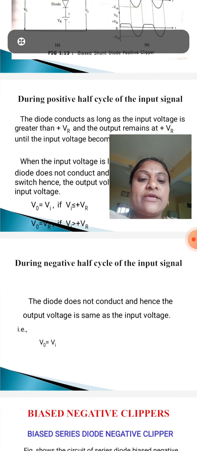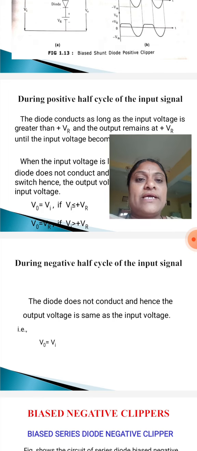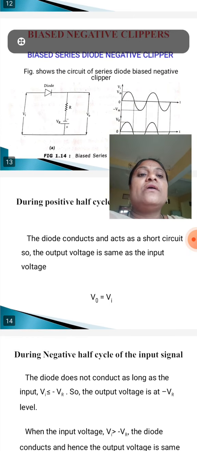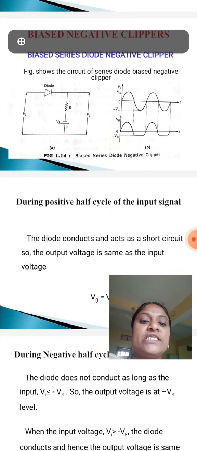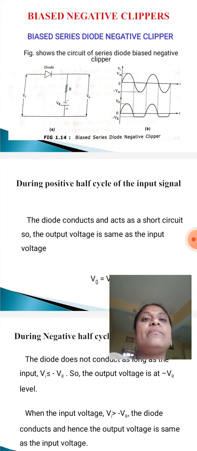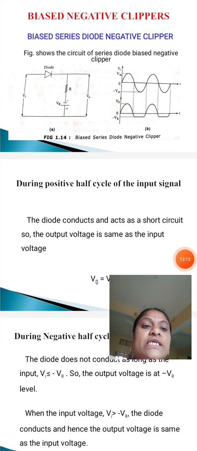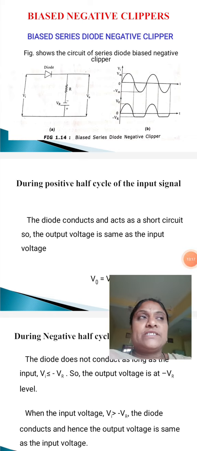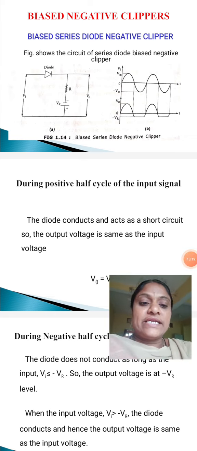Okay, this is the biased series diode positive clipper and the biased shunt diode positive clipper, both are now completed. Two types of biased positive clipper are completed. Okay, and next, biased negative clippers. The next topic is biased negative clippers.